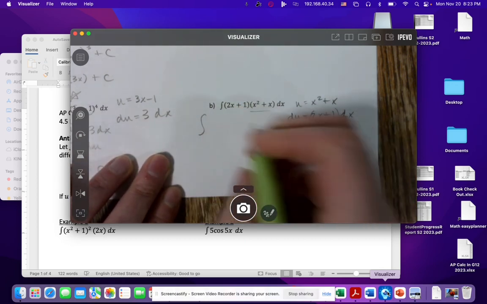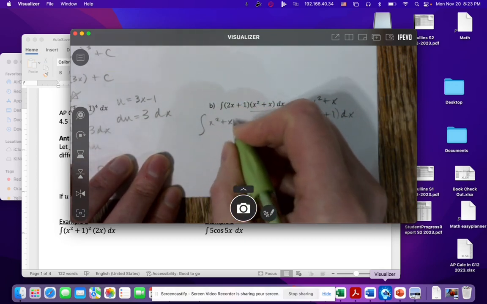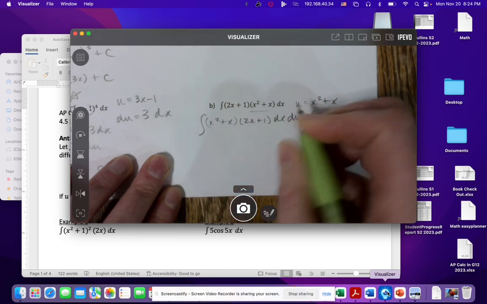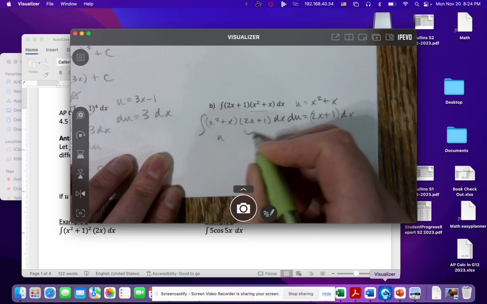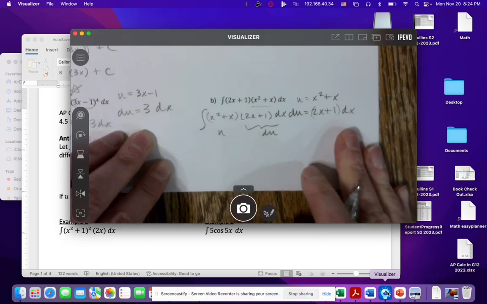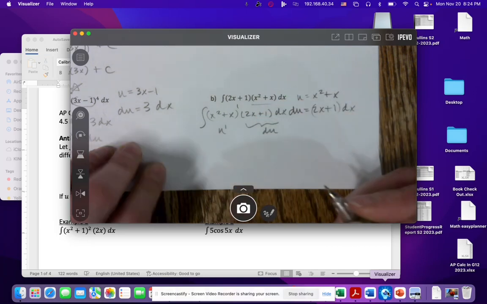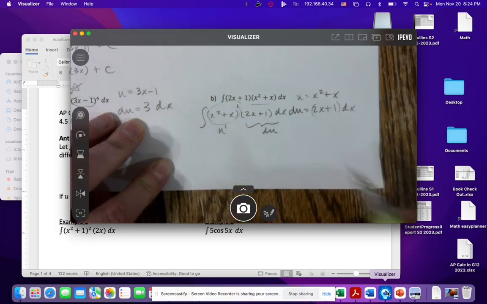So I could write this part first. And this is my u, this is my du. So it really comes down to this just being to the first power, right? I have u to the first power du. So this is the part I have to look at.